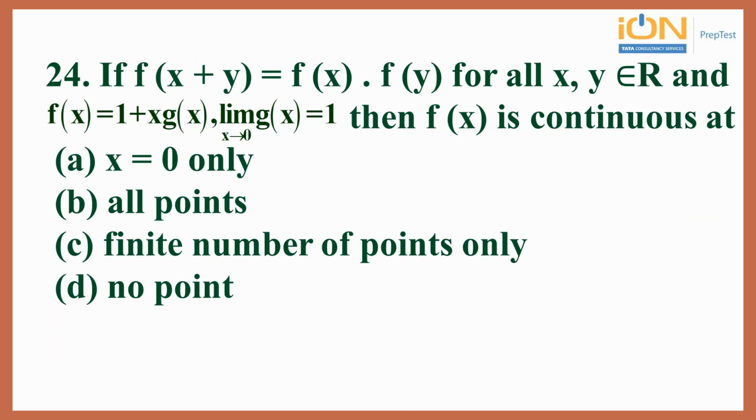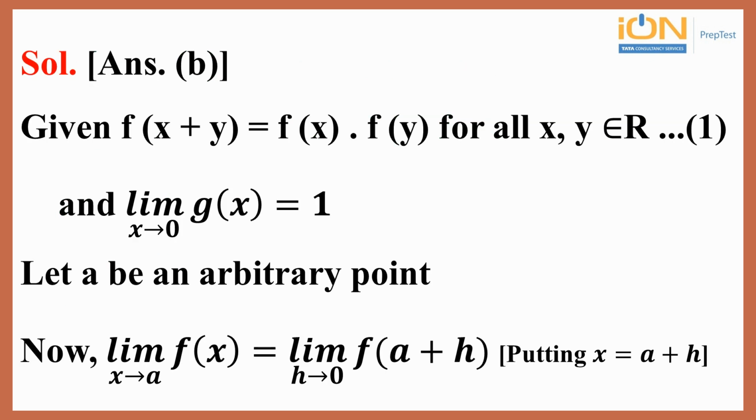Let's move to the next question, question number 24. If f(x plus y) is equal to f(x) into f(y) for all x and y real numbers, and f(x) is equal to 1 plus x into g(x), and limit as x tends to 0 of g(x) is equal to 1, then f(x) is continuous at: first option, x equal to 0 only; second option, all the points; third option, finitely many number of points only; and fourth option, at no point. The right option is answer B, that is, it is continuous everywhere.